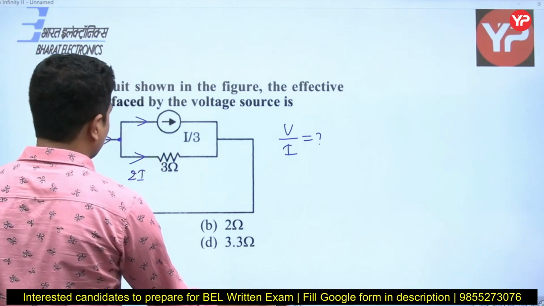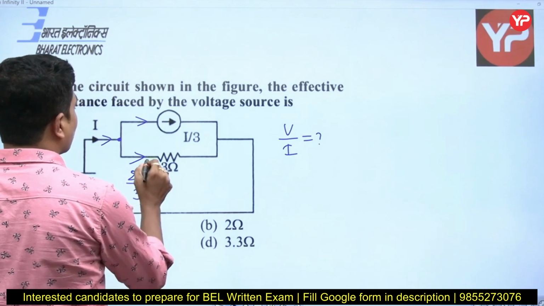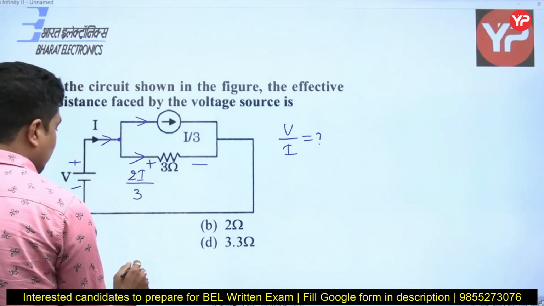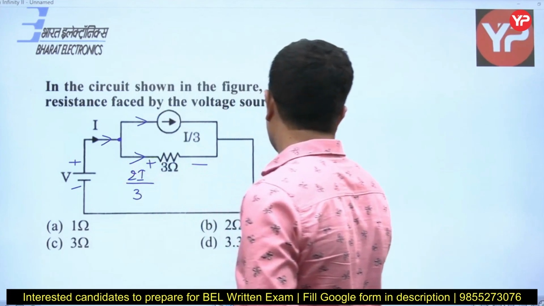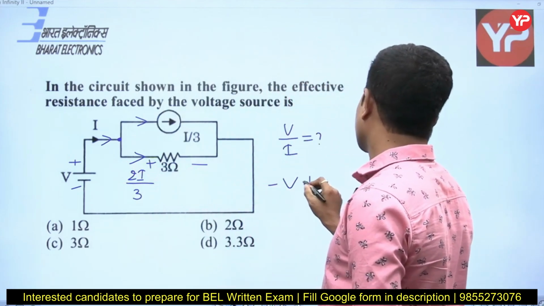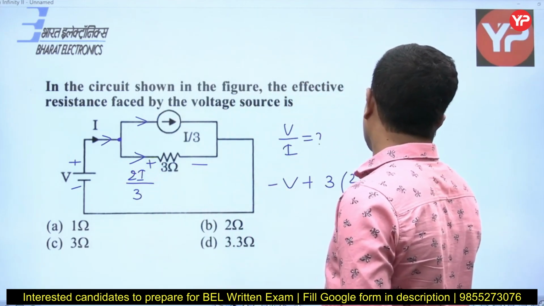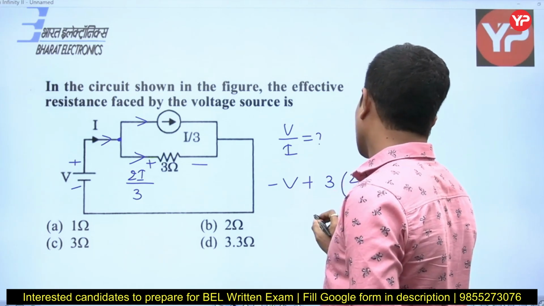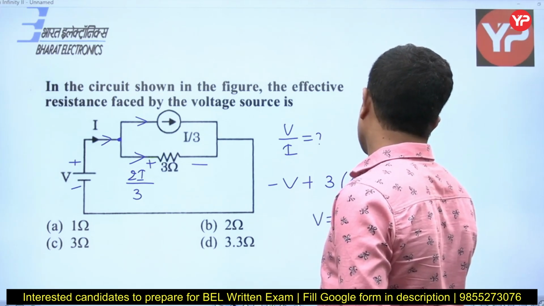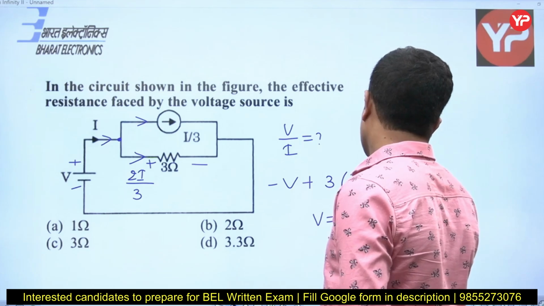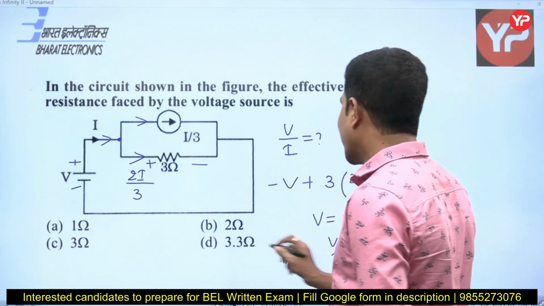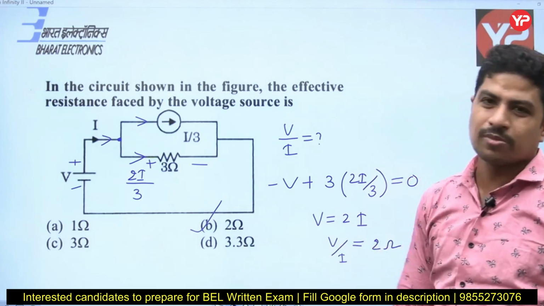Let me write it clearly. 2I by 3. This is plus, this is minus. Write the KVL. By writing KVL, minus V plus 3 into 2I by 3 is equal to 0. So from this one, V is equal to 2I. From this one, V by I is equal to 2 ohms. Option is B.